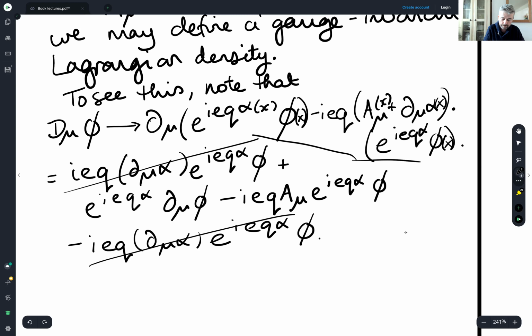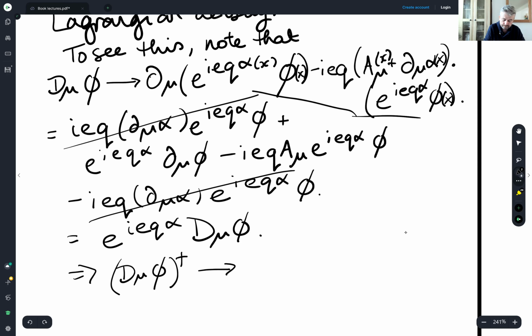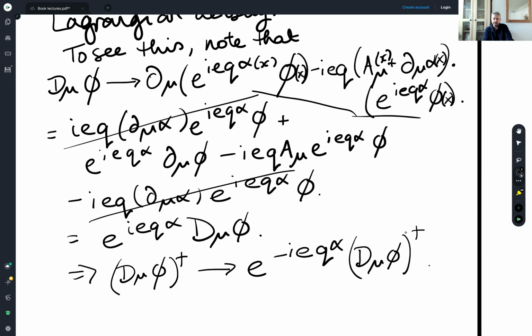All right, so we can realize that we can rewrite these two terms in terms of the covariant derivative, and this is just e to the i e q alpha D mu phi. Okay, so we know how D mu phi, all Hermitian conjugated, transforms. We just get e to the minus i e q alpha D mu phi dagger. You can check this by expanding it all out if you wish.